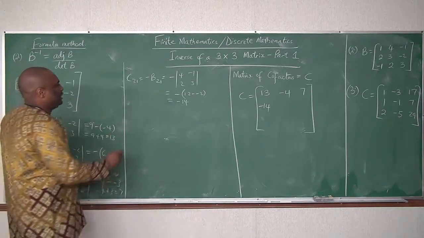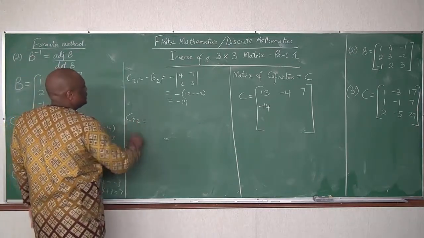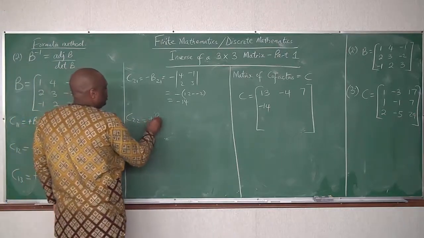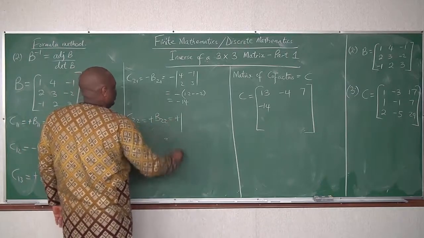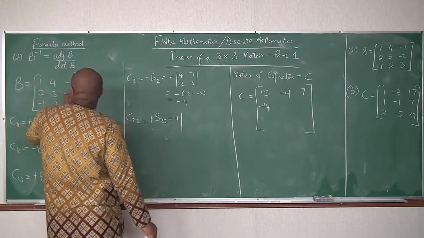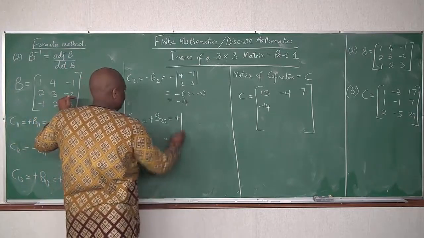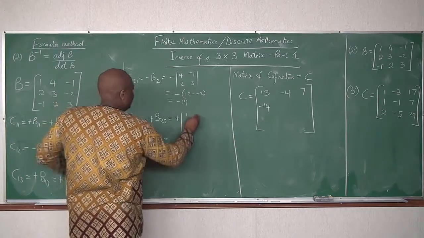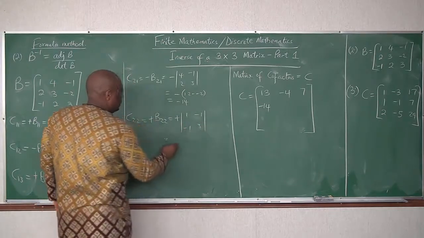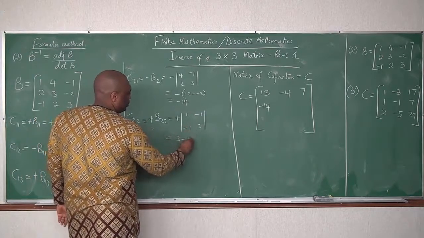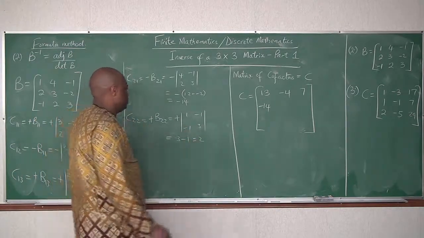Then we have C22. C22 is plus B22, which is plus the determinant of 1, -1, -1, 3. So 1 times 3 is 3, minus 1, which is 2.